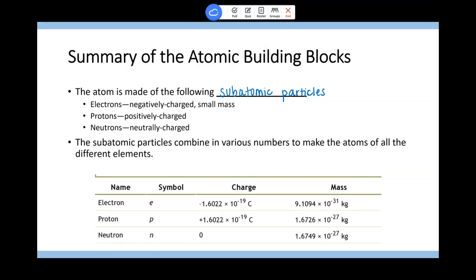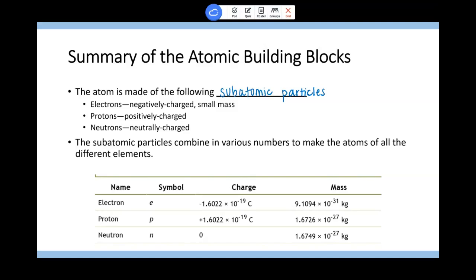Different combinations of different numbers of each of these subatomic particles make up all of the atoms of different elements. So a different number of protons is a different element. Some information about protons, electrons, and neutrons here: neutrons have neutral charge, protons positive, electrons negative. Same magnitude of charge, but opposite in sign.